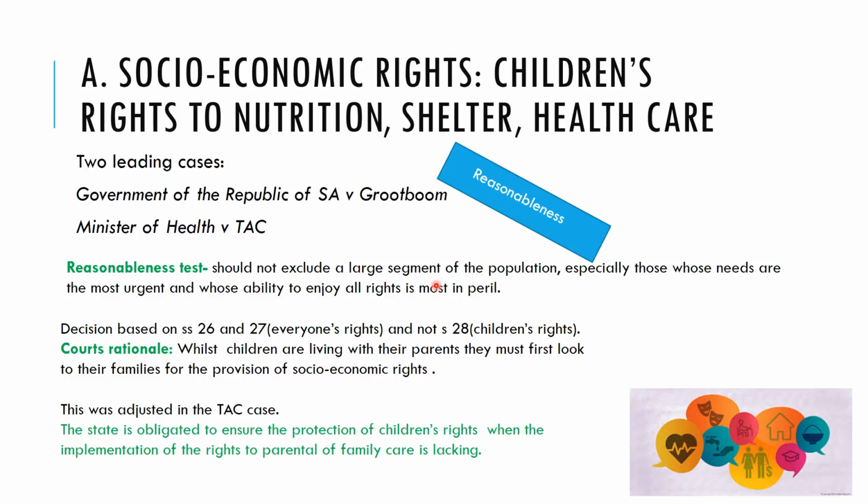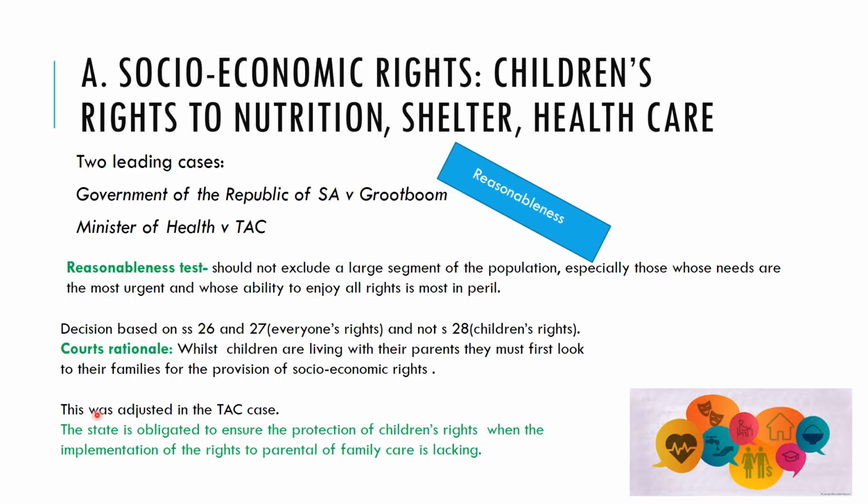In both these cases, the court found that the state was not fulfilling its obligations. Interestingly enough, academics and activists have been somewhat disappointed by the fact that the court in both these cases largely avoided basing their decisions on Section 28(1)(c) of the Constitution, but rather focused on the rights afforded to all in Sections 26 and 27. So the court used the adult rights, everyone's rights, to determine whether the state was fulfilling its duties, and not Section 28.